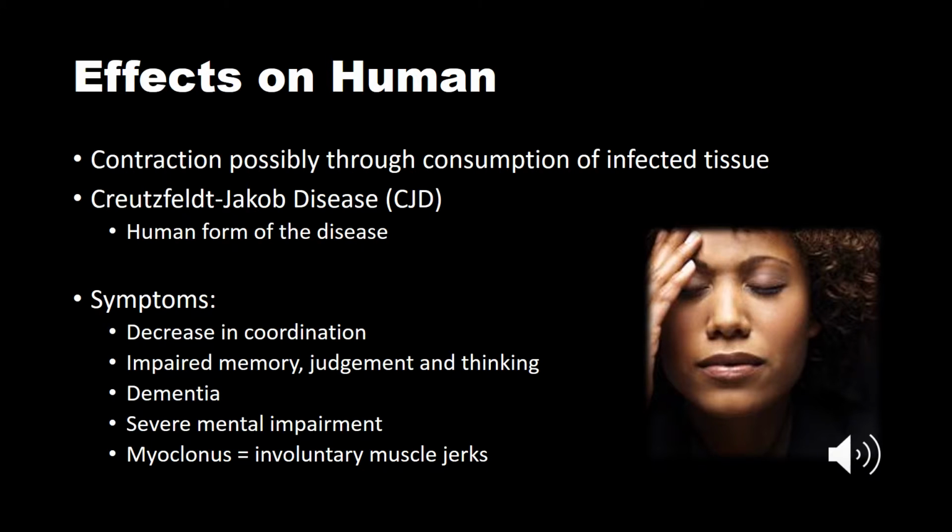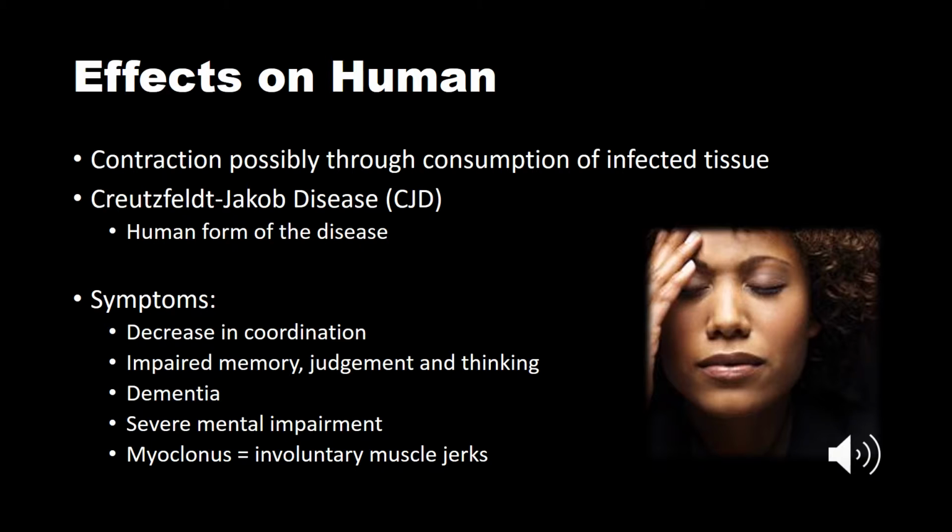develop the CJD. So the humans have a separate disease that falls in the same family, but it's not technically the same disease. But in humans, it's going to be similar symptoms as in cows. So you'll have decrease in coordination, impaired memory, judgment, and thinking. A really obvious sign is going to be dementia in people. There's just going to be a really severe mental impairment. And then physically, how you'll see this is at really bad cases or really late stages, there's going to be myoclonus, which is going to be involuntary muscle jerks in humans.